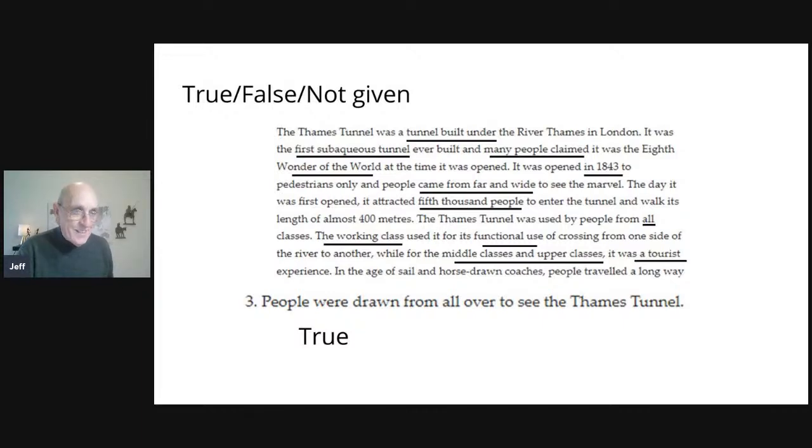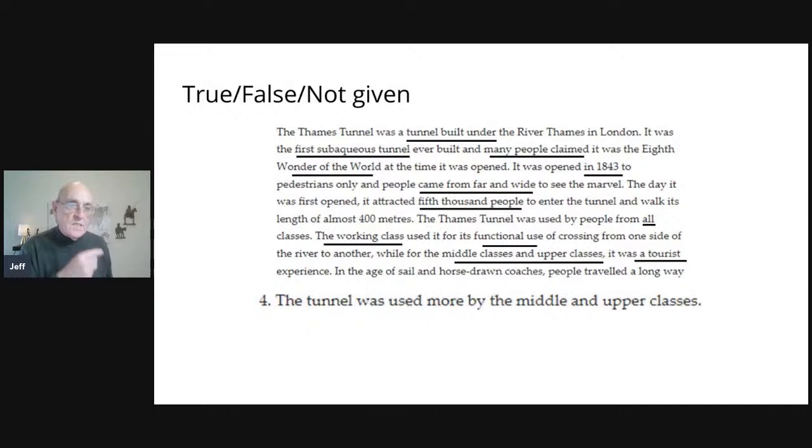So let's take a look at number 4. The answer probably is not given, but we want to see why that is. The tunnel was used more by middle and upper classes. So this passage tells us that the working class used it for functional use. We underlined that. And then it says the middle and upper classes used it more in tourism, as a tourist experience.